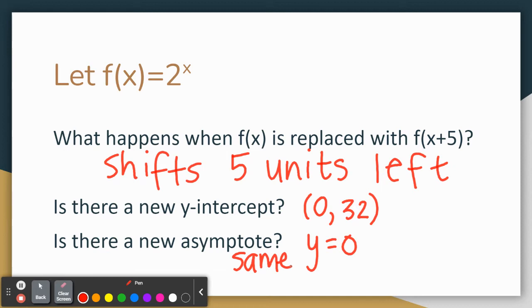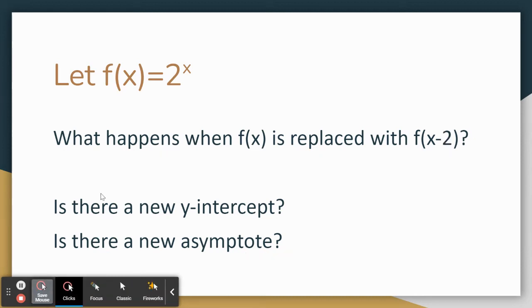All right, we got all this information from Desmos. All right, let's look at another example. We're using the same parent function, f of x is equal to 2 raised to the x power. This time, they ask us, what happens when f of x is replaced with f of x minus 2, with a minus 2 inside our parentheses?